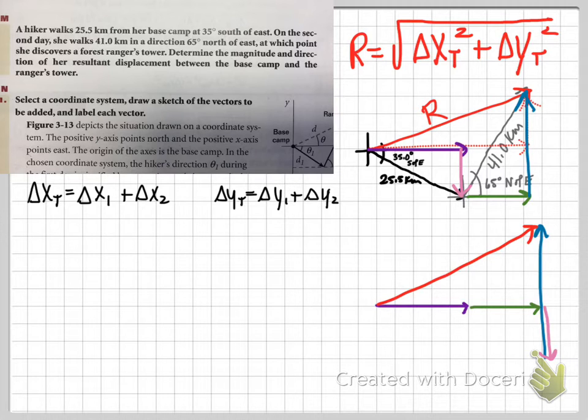That pink line, the delta y1, cancels out part of the delta y2. So in other words, she went south, and then the second day she hiked back north. So she's not as far north as she would have been had she stayed parallel with her base camp, which is fine. She's seeing the woods and having fun and kicking some serious butt, hiking 41 kilometers a day.